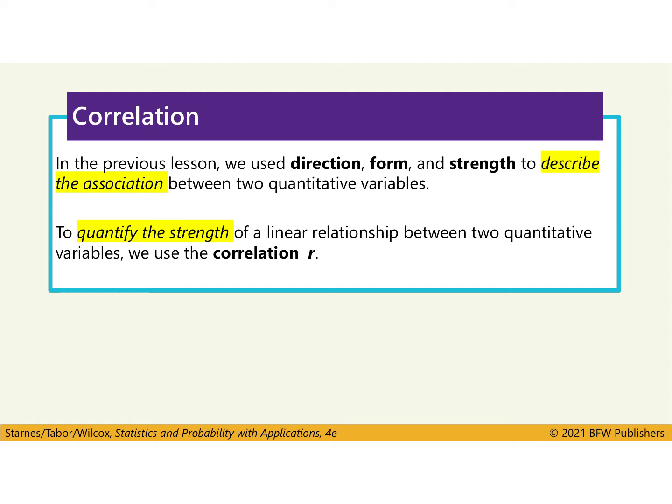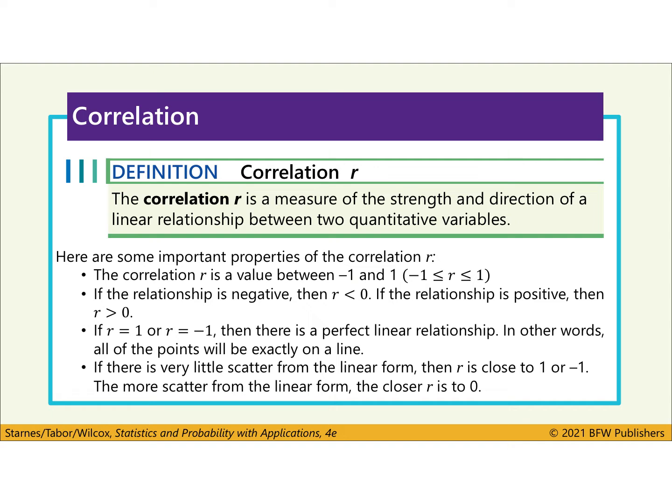Correlation, we use the letter R. To quantify the strength of a linear relationship between two quantitative variables, we use the correlation R. I'm going to have a definition here for you. You can write this down. Correlation, variable R, is a measure of the strength and direction of a linear relationship between two quantitative variables. Important note here that it is for quantitative variables only.